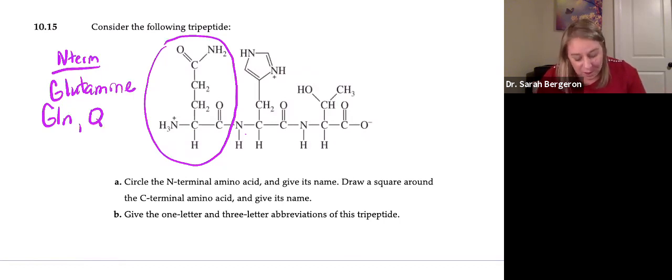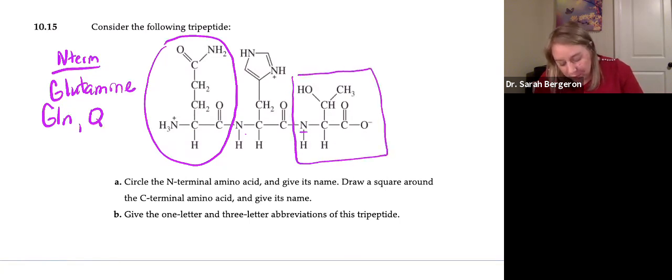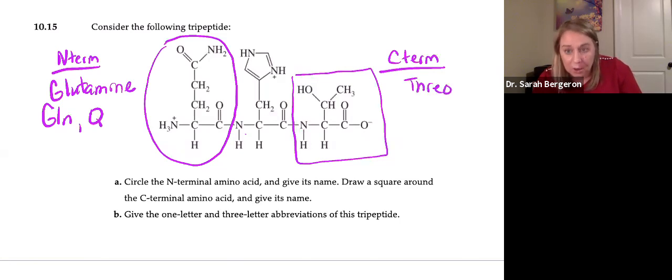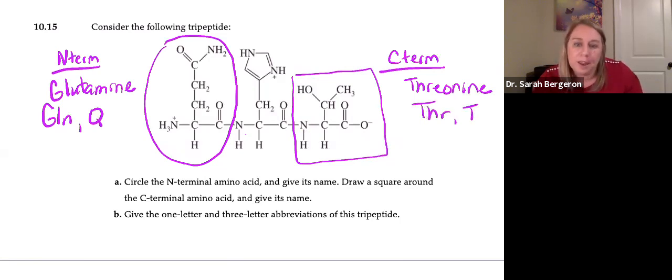Okay, draw a square around the C-terminal amino acid and give it a name. Now remember that you only have one nitrogen per amino acid. So pick up the last nitrogen in the sequence and everything after it is the last amino acid. So this is the C terminus or C terminal, and this one is threonine, T-H-R-E-O-N-I-N-E, T-H-R and T, okay? So give the 1-letter and 3-letter abbreviations for this tripeptide. Please pause it and try.